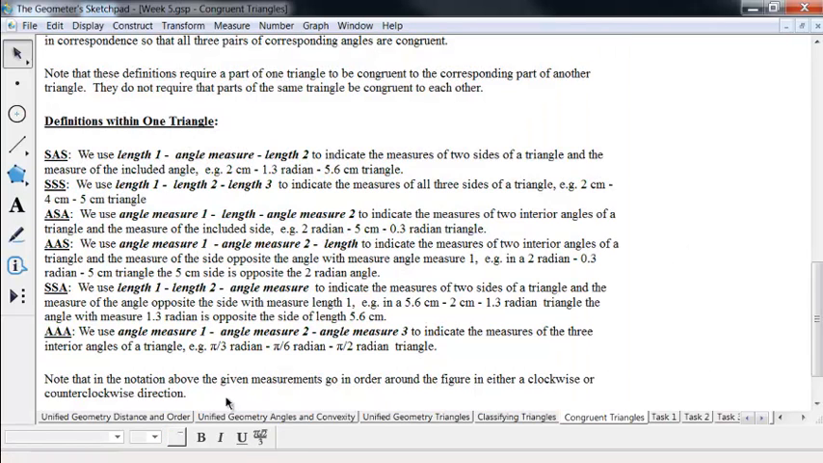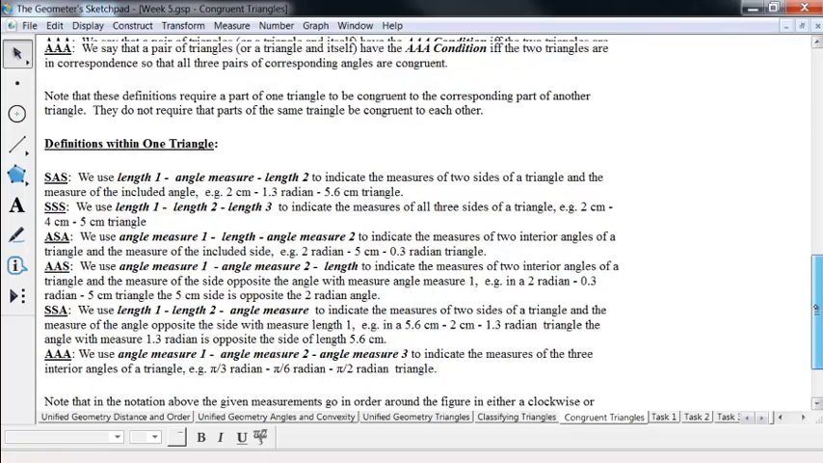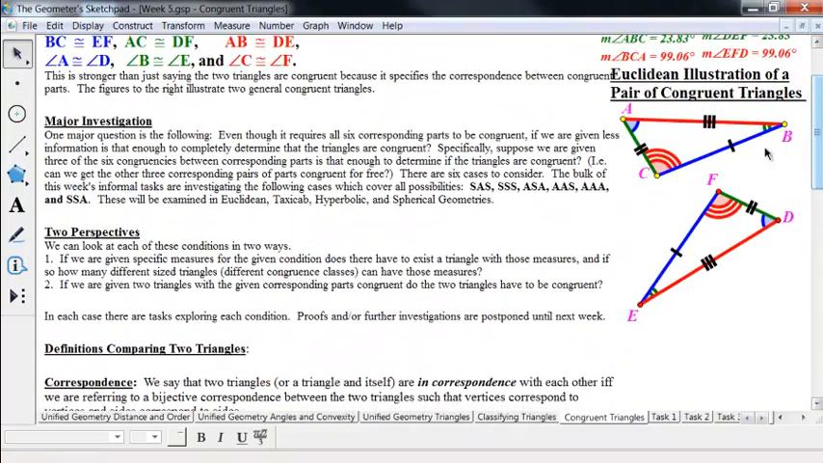So notice that these measures basically go around the figure in either a clockwise or counterclockwise order. For example, let's say angle, angle, side. I might be given this angle measurement, and then this angle, and then this side. So angle A, angle B, and then side BC, the blue side here, where that's opposite angle A. Or it might go the other way.